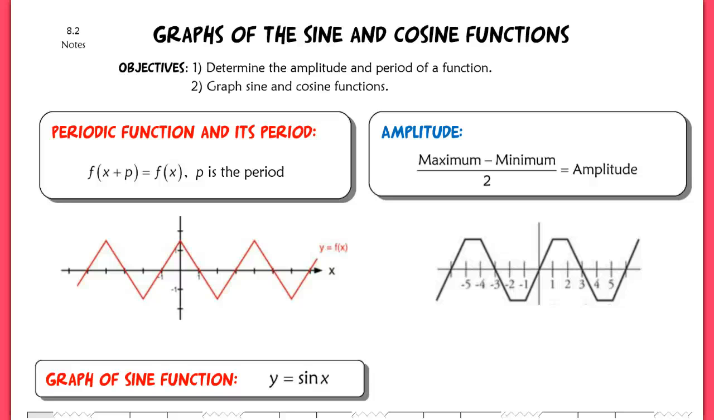This lesson is for section 8.2. We're going to be graphing the sine and cosine functions today. That's actually our main objective here, the one that's listed second, because today we're going to be finding out what the general shape of a sine and cosine function is.